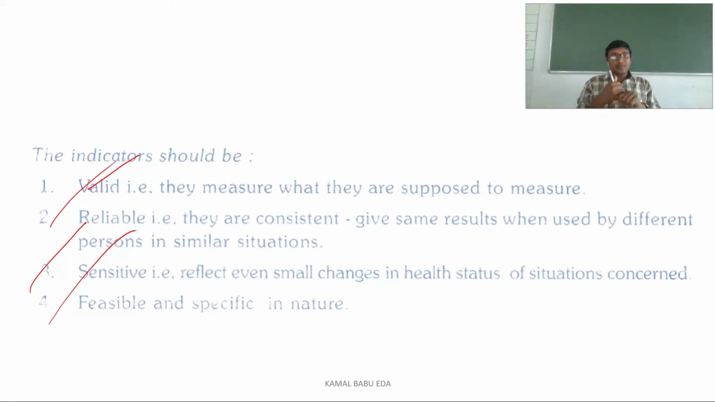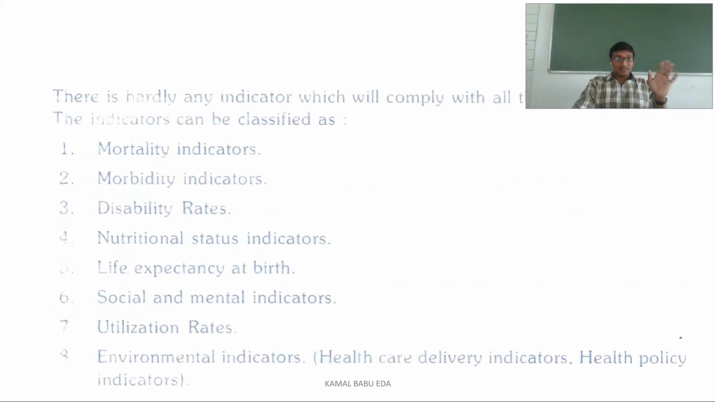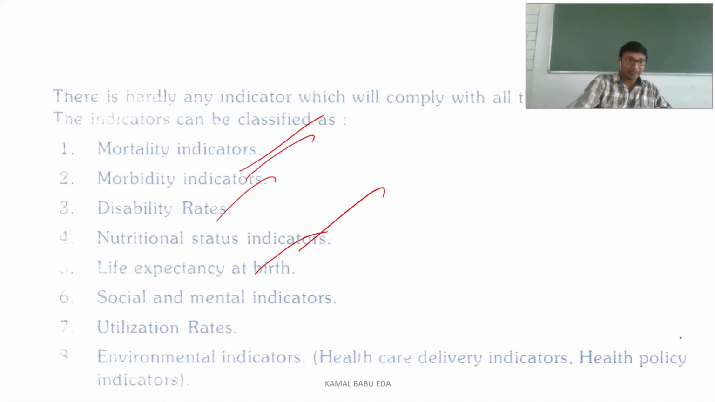It should also be sensitive, meaning it should reflect even small changes in the health status, and it should be feasible, meaning it should be flexible, and it should be specific in nature. So here there are hardly any indicators which will comply with all of these. Here if you see the indicators, we have mortality indicators, morbidity indicators, disability rates, nutritional status indicators, life expectancy at birth, social and mental indicators, utilization rates, and environmental indicators. These environmental indicators are nothing but healthcare delivery indicators and health policy indicators.